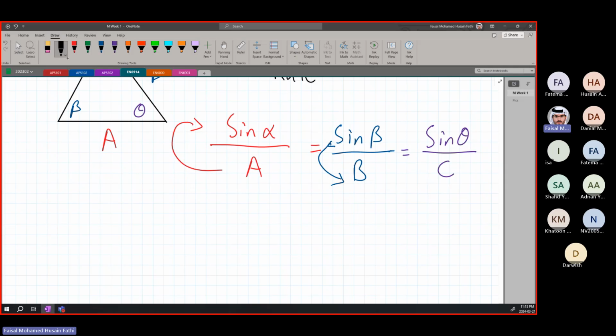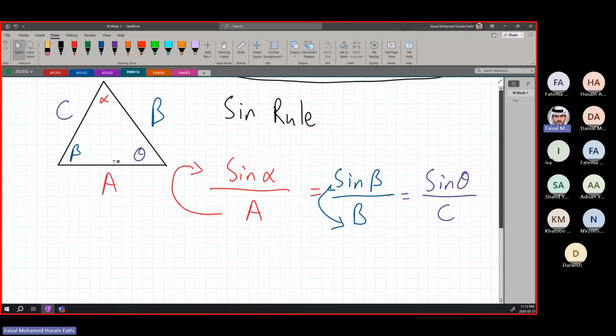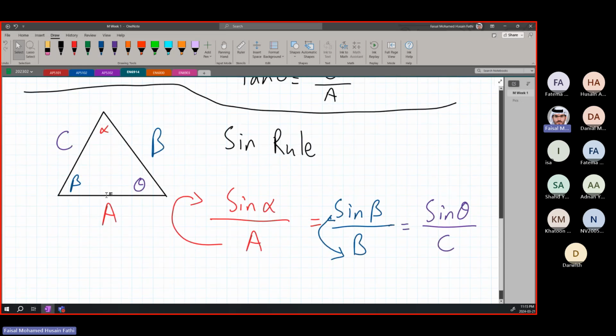This is a very important rule to remember as well. This is called the sine rule. So the sine of this angle over the opposite side of it is equal to the sine of any other angle over the opposite side of it.